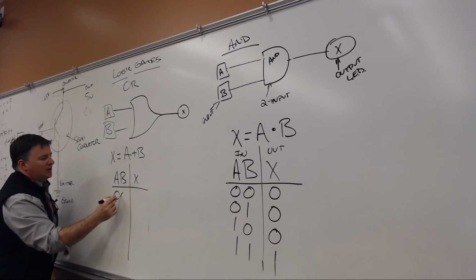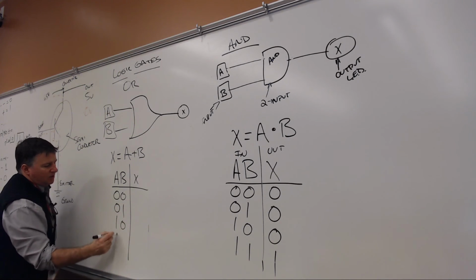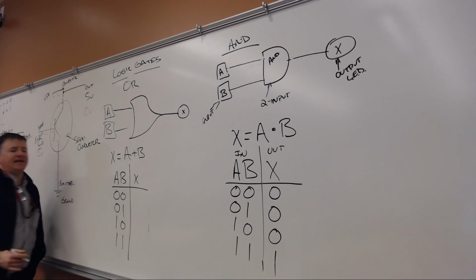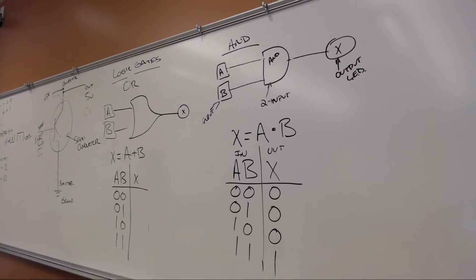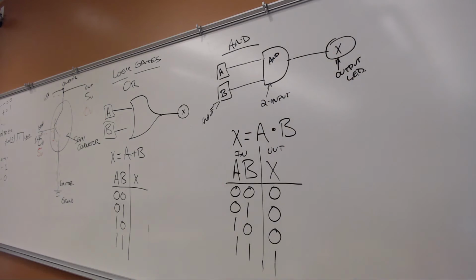So 0, 0, 4 different states for this. 0, 1, 1, 0, 1, 1. You fill in what the output should be. But do it with DigitalWorks. Plug it into DigitalWorks. Experiment with DigitalWorks. Once you're done that, once you have what the properties of my truth table are, and you've done it in DigitalWorks, class is over.